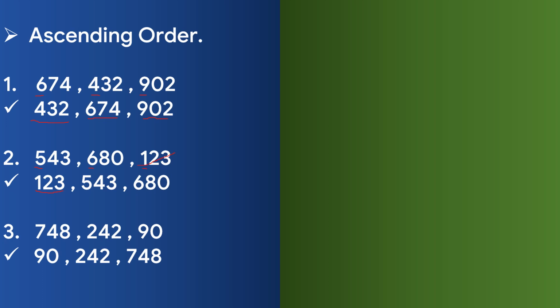Now from these two numbers, 543 and 680, which one is the smallest number? 543. So you have to write down the second number 543 and again cut this number because we already wrote it. Now among these three numbers, 680 is remaining. So we have to write down 680 as it is.